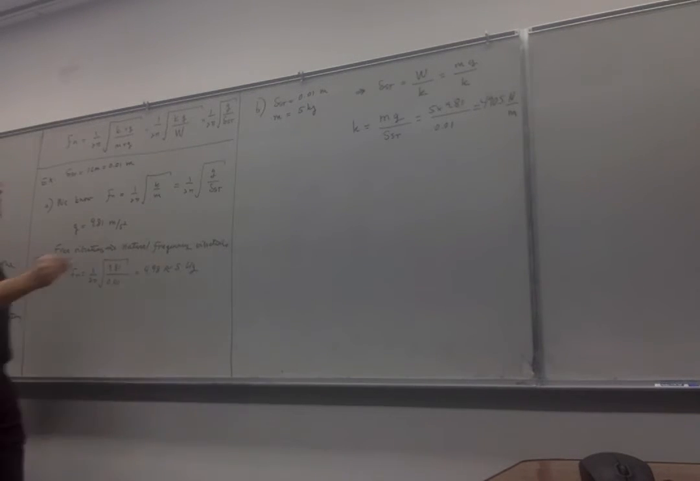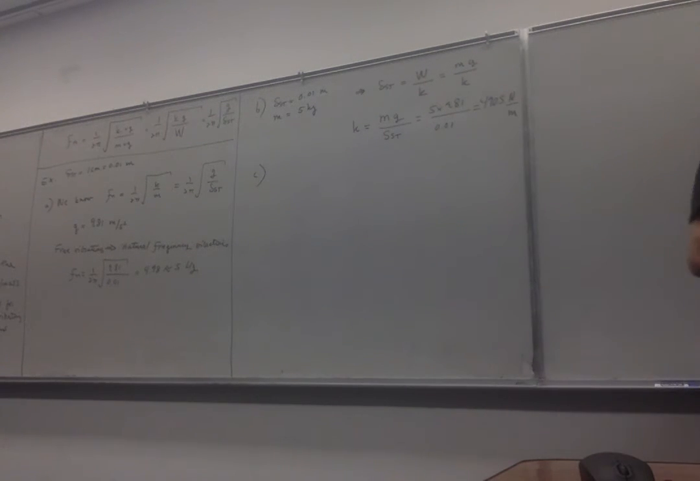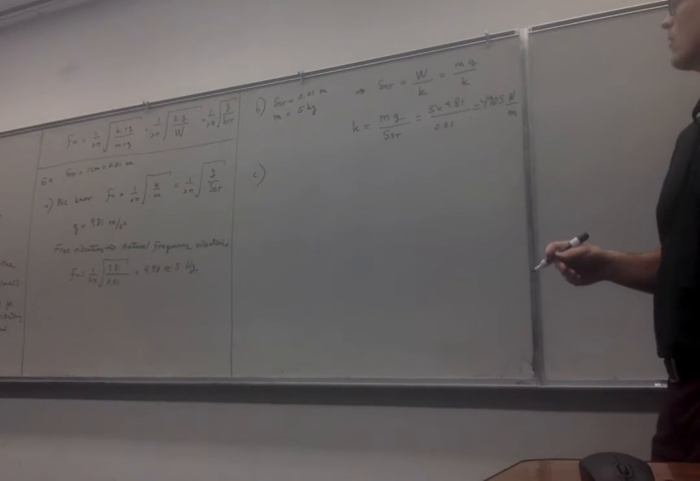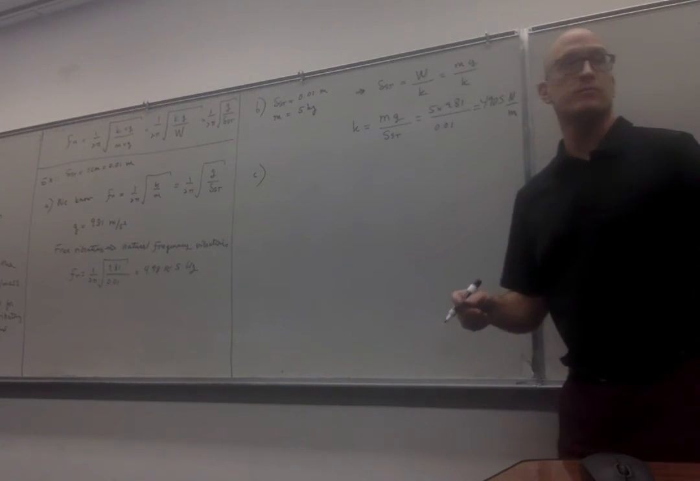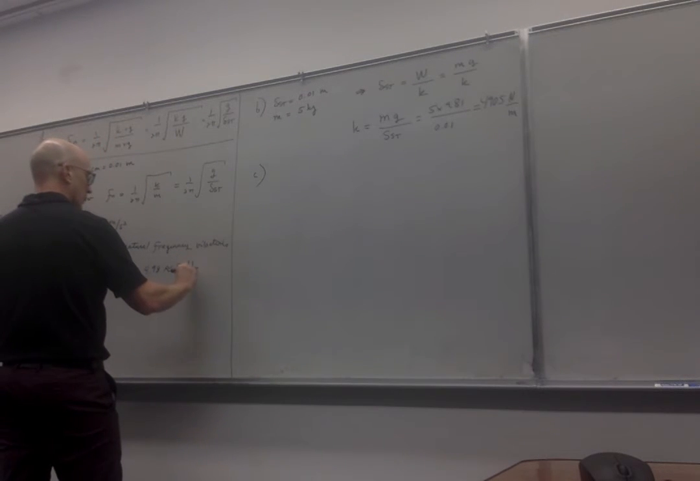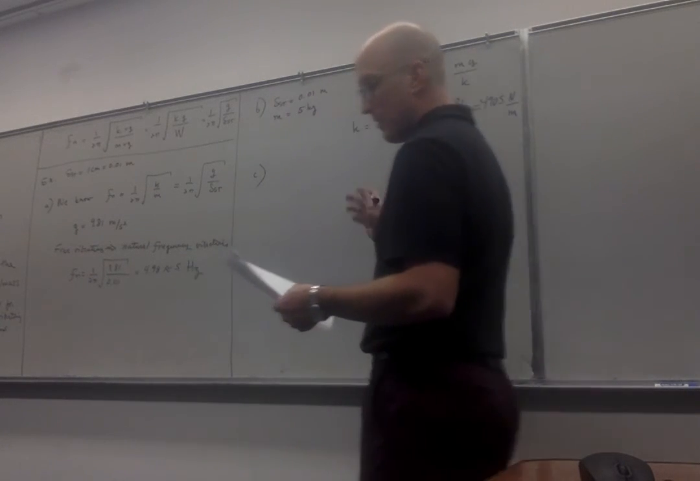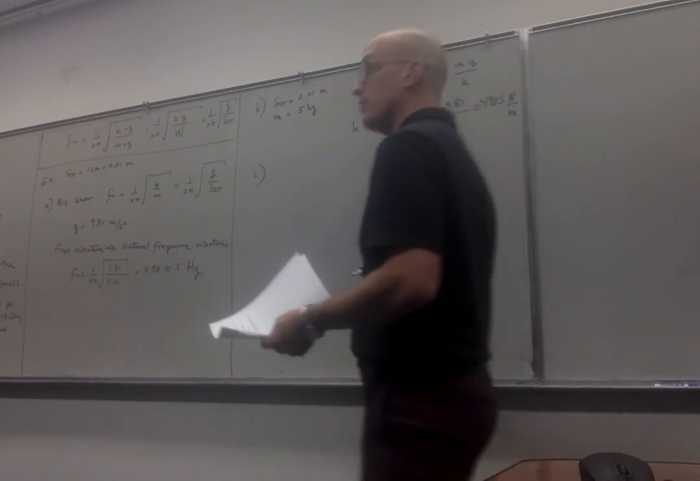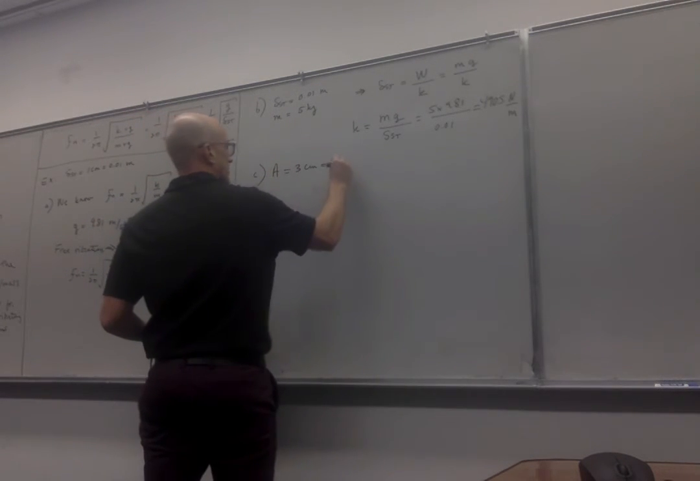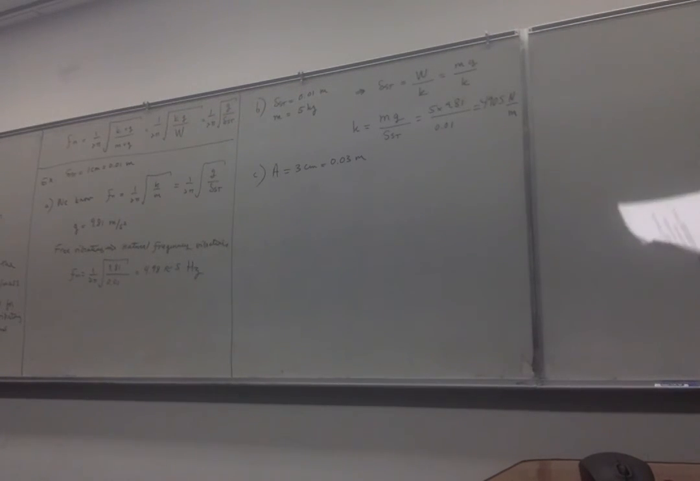Okay, last part here. It says if the mass product vibrates freely with an amplitude of 3 centimeters. There's a question: what are the units for the natural frequency? It says Hz, hertz. So the mass product vibrates freely with an amplitude of 3 centimeters, 0.03 meters. What will be the maximum acceleration experienced by the mass product?